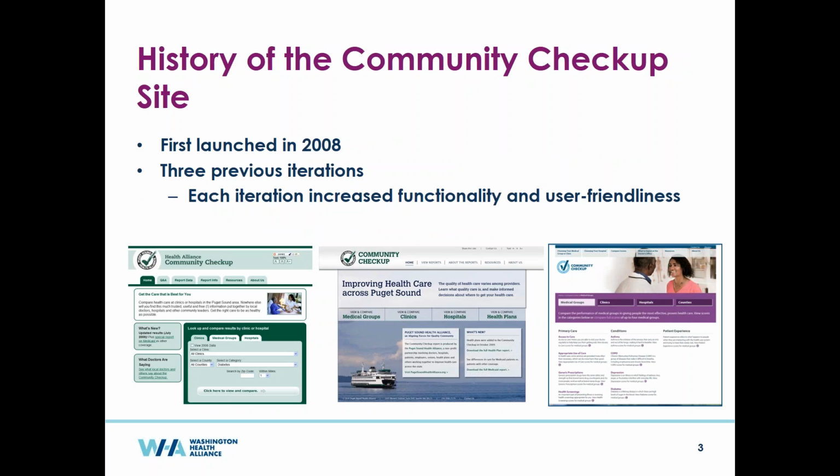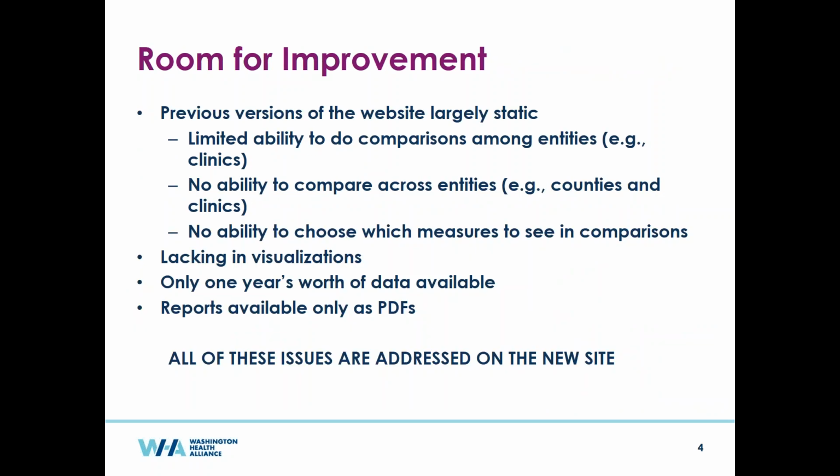The version of the website that's online now is the fourth version of the Community Checkup website. We issued our first Community Checkup report in 2008. The information available online now is for our 10th report. We've had 3 previous iterations of our Community Checkup website. Each iteration increased functionality and user friendliness. But even with those improvements, there was still a lot of room to do better.